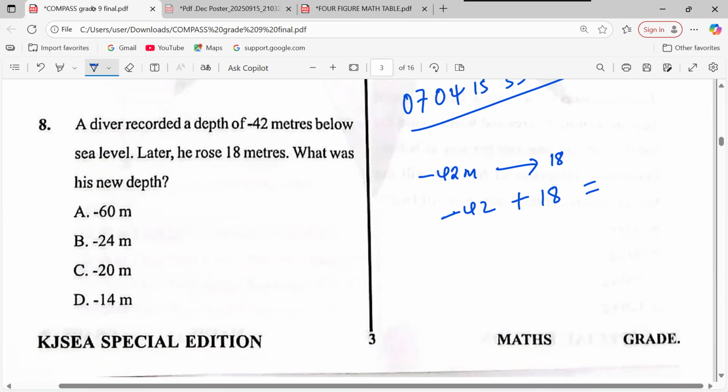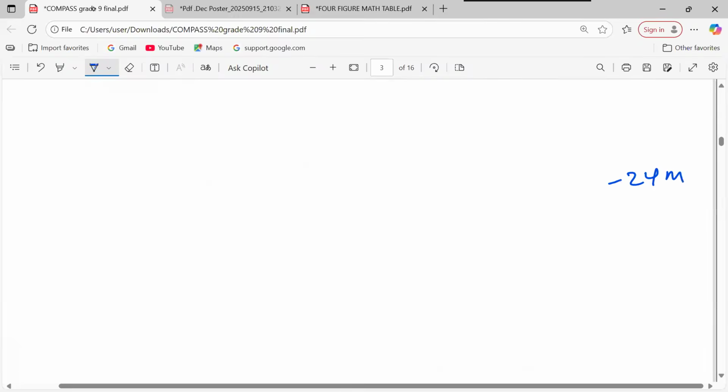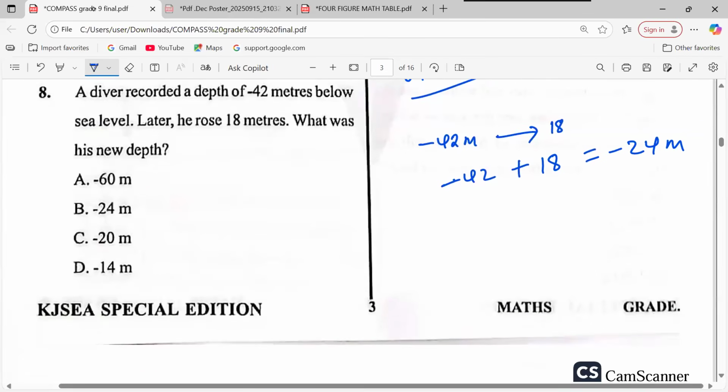So now we are just adding 18. This gives us negative 24 meters. Yeah, so that's where we shall be. The end of it.